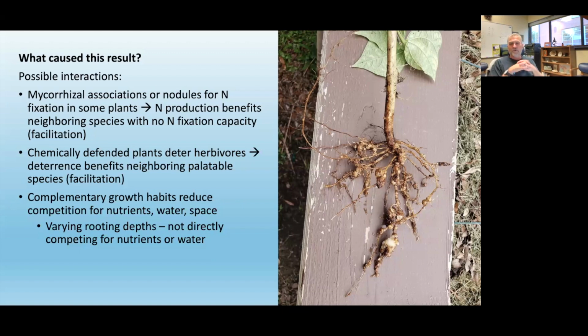And then also you can have resource partitioning, where different species are not competing directly with each other for the same resource. That might be for nutrients, water, space, whatever, but they're not directly competing. An example I use here is root depth. Some prairie grasses, for instance, have very deep roots where other species might have more shallow roots. And that allows them to access different layers of the soil so they're not competing with one another. And that benefits everybody, right?